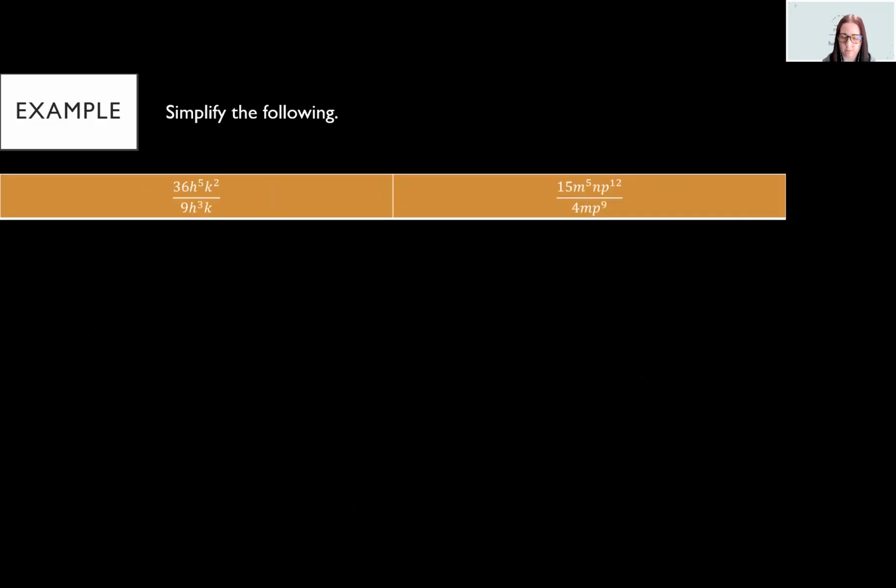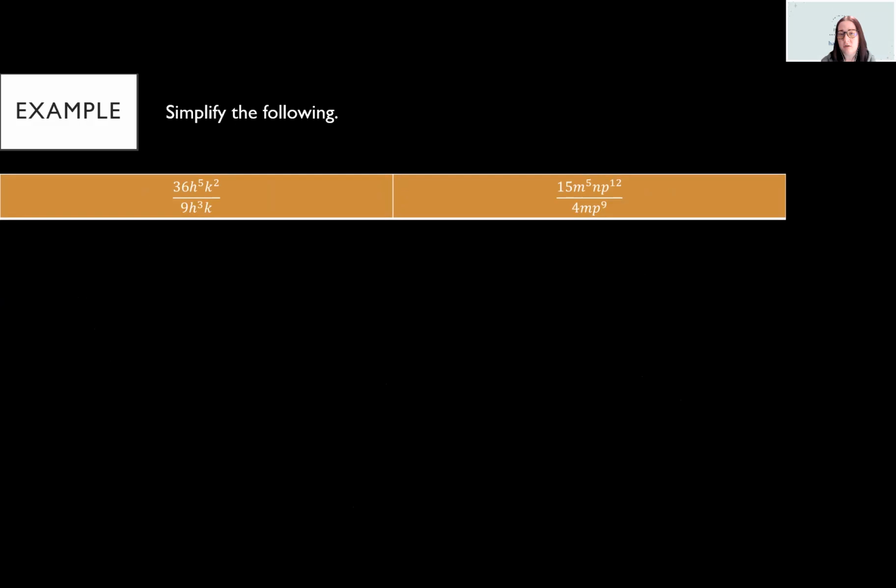Okay. So now we're ramping up. Now we've got multiple variables. So when we apply this rule, we have to match the variables. So you can't combine your h and your k and then try to subtract. You can't add those exponents because they're different variables. You have to match across the variables.